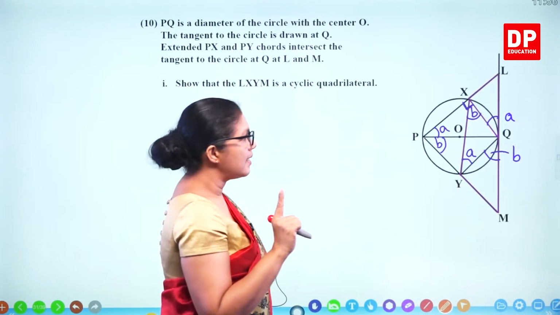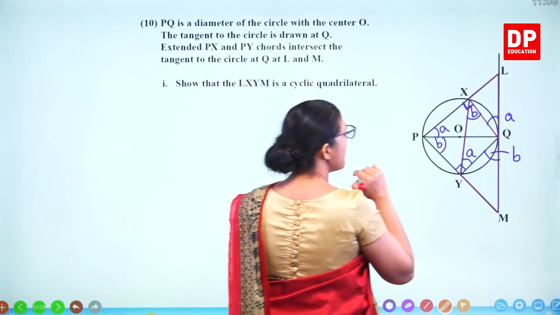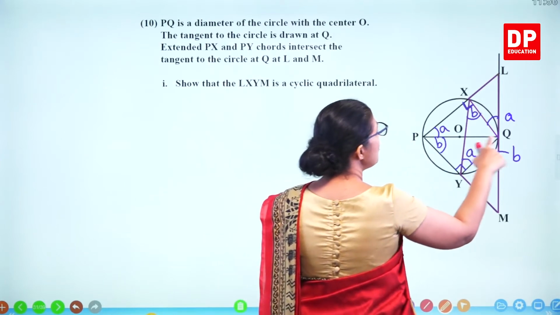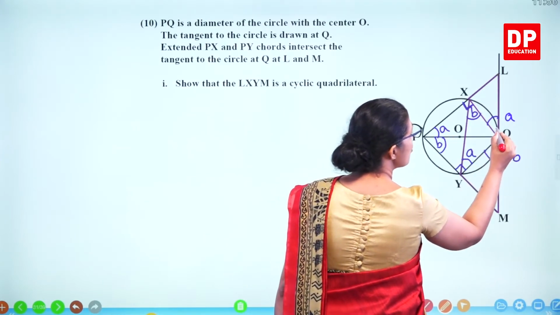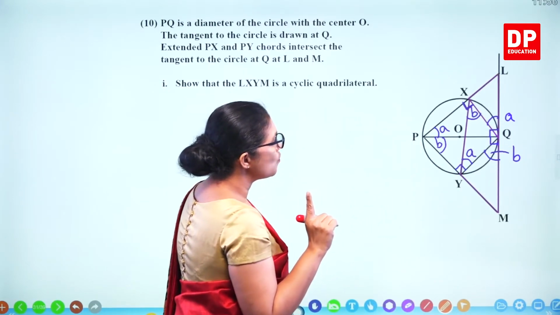Semicircle angles is equal to 90. And this is also 90 degrees. This is 90. And the tangent and the radius is also 90 degrees. So this is 90. This is 90. Those are the things we know.